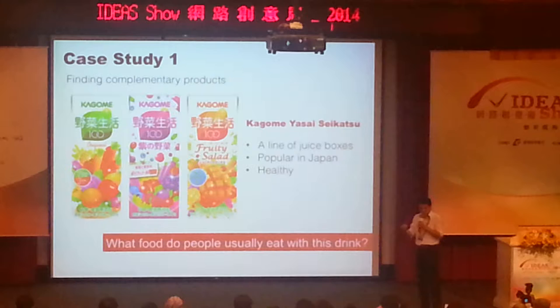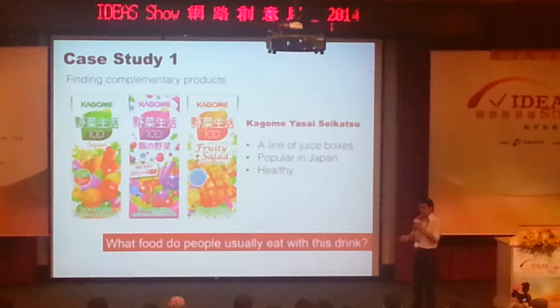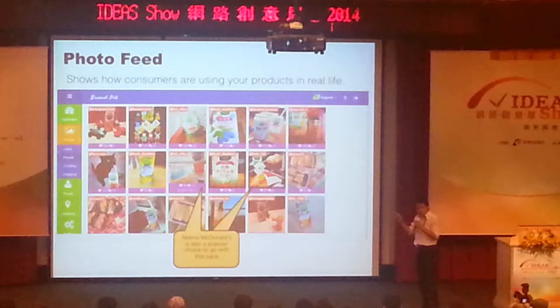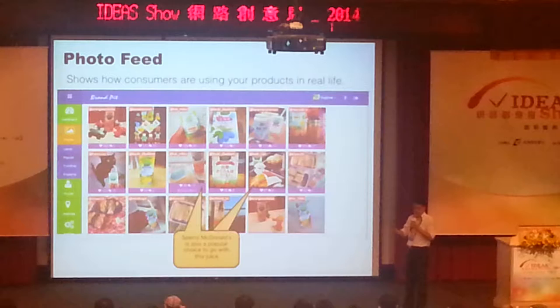Well, to find that out, either you run very expensive focus group or you actually stalk your customer, which is actually not very good. We offer a much better and accurate solution. We offer insight into how your customers are actually using your products in real-life situation. These pictures are taken by your customers while they're drinking your juice. So you can see from here that people are actually eating, for example, McDonald's or sandwiches with your juice. So with that information, you can actually adjust your strategy accordingly.